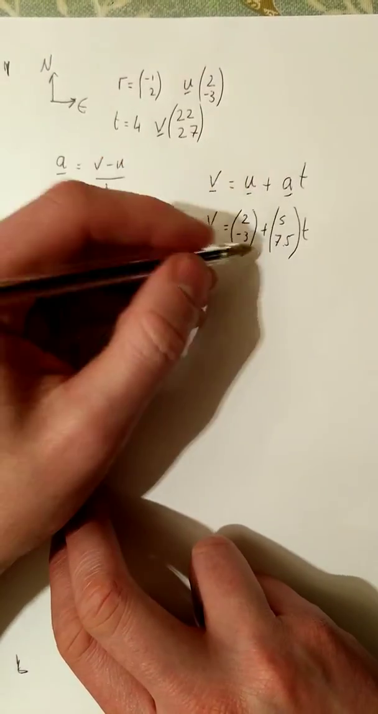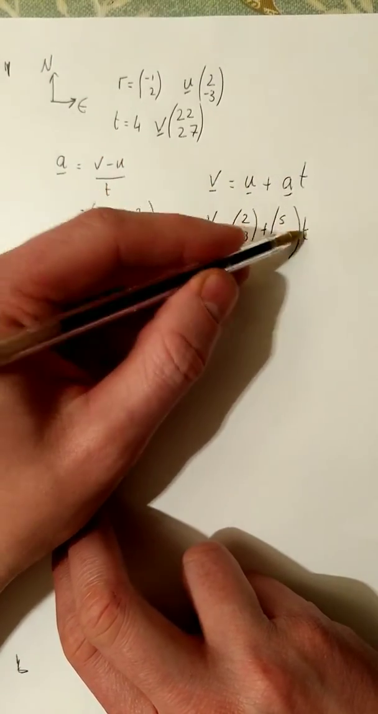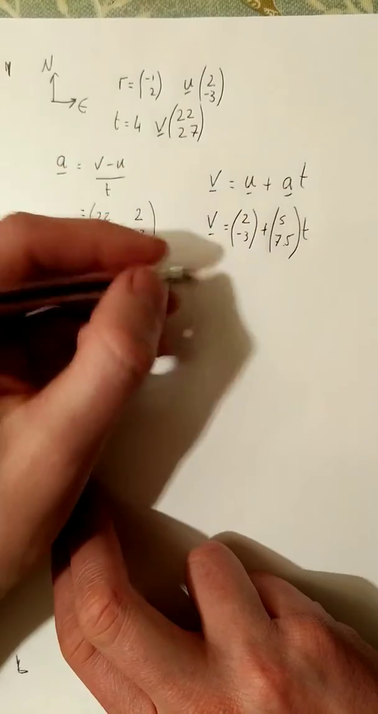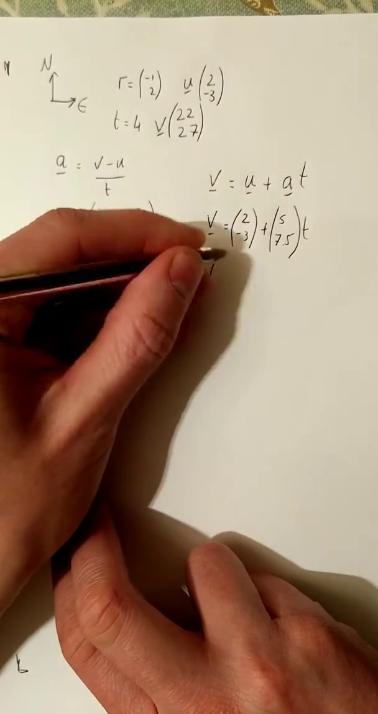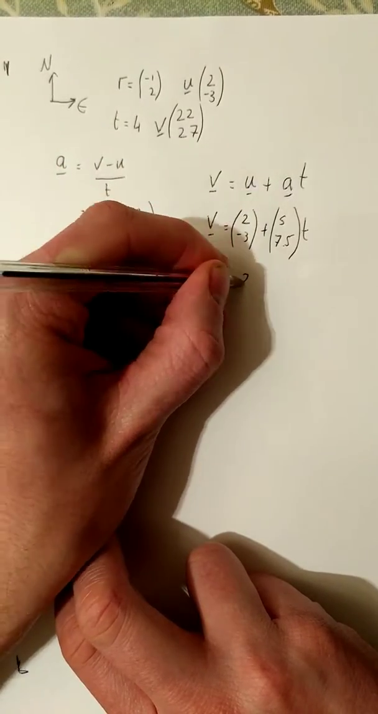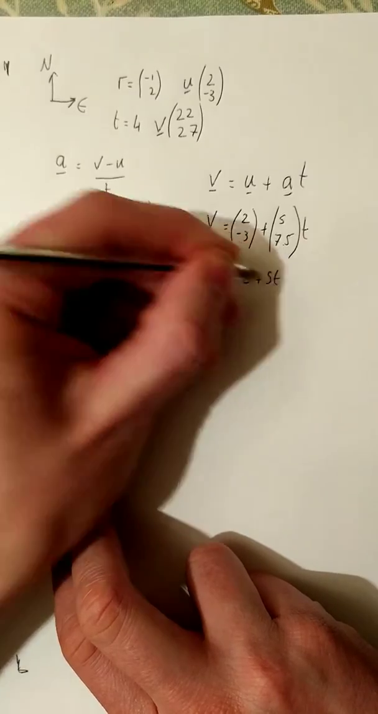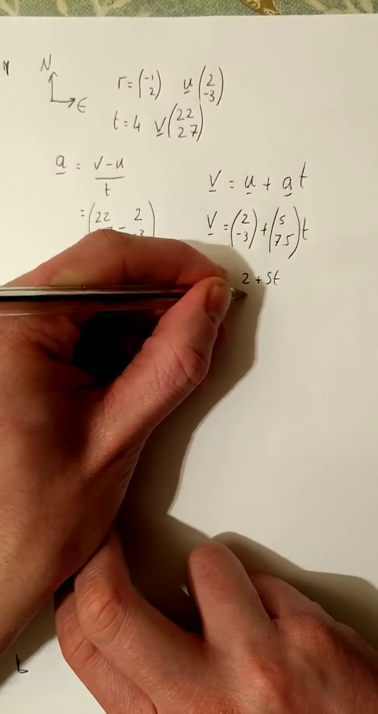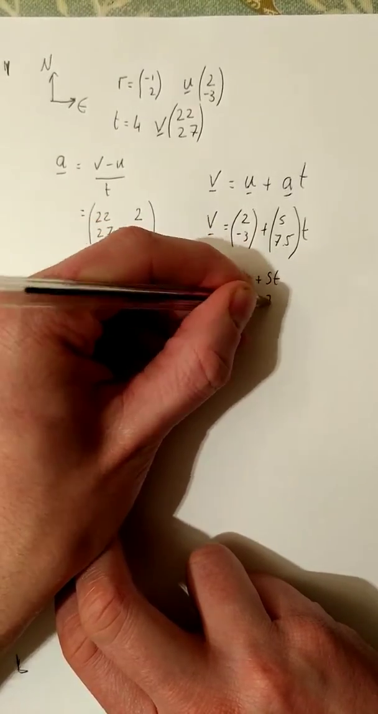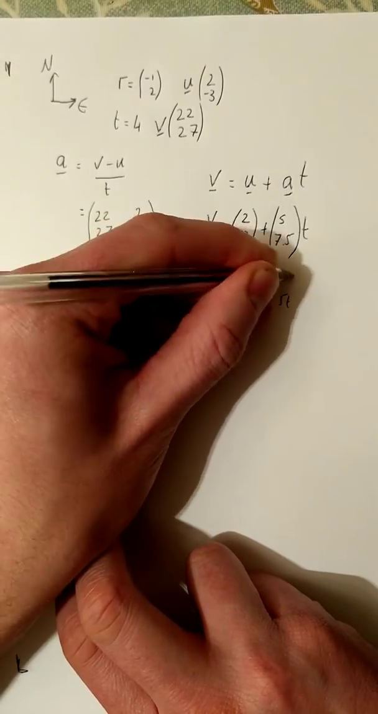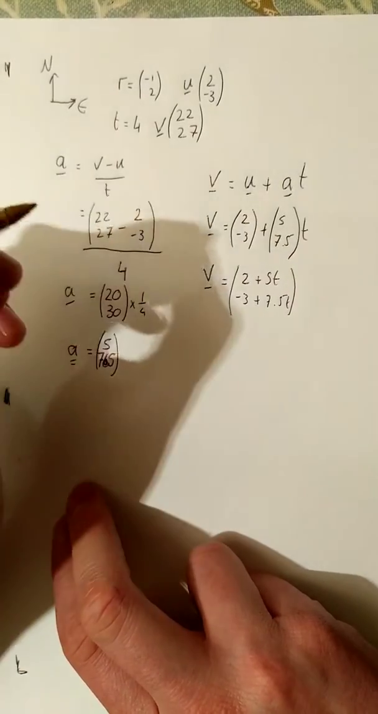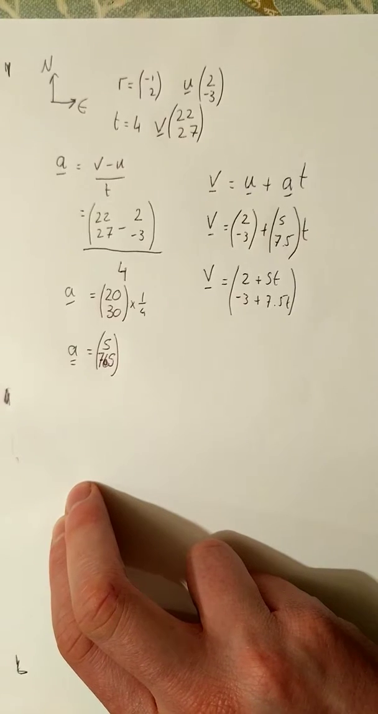Now we can simplify this, because remember, this can be multiplied through because it's a scalar, and we can just leave it in the vector. So v is equal to (2 plus 5t, minus 3 plus 7.5t). And that would be the expression for the velocity.